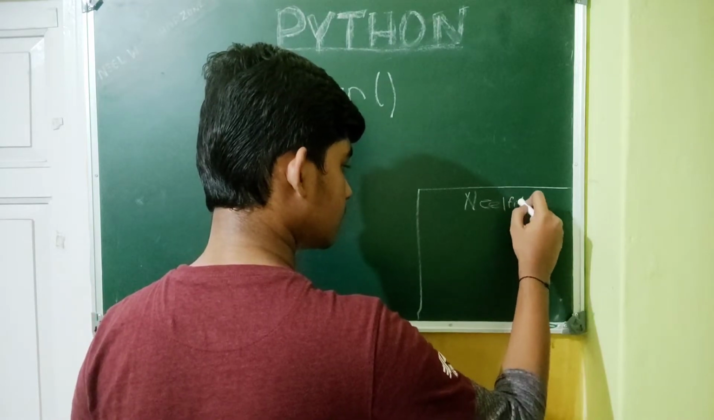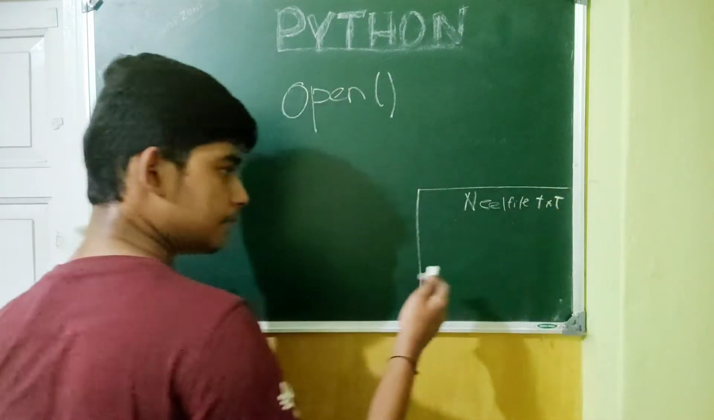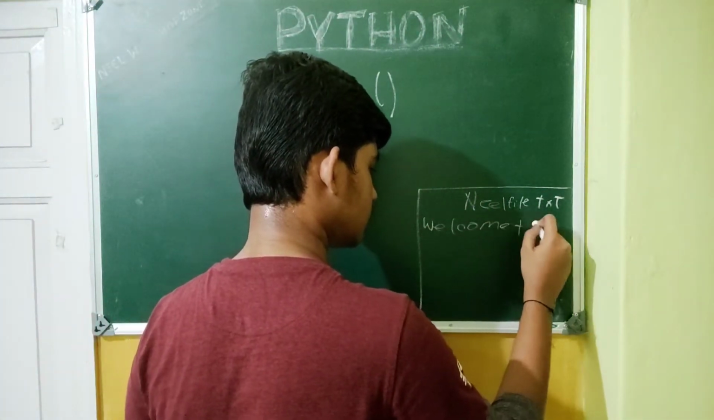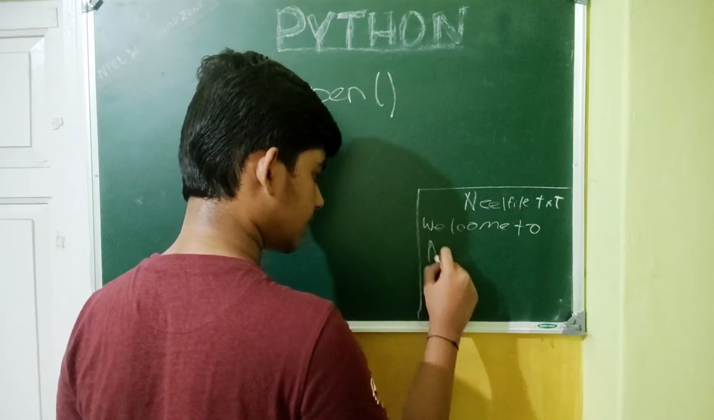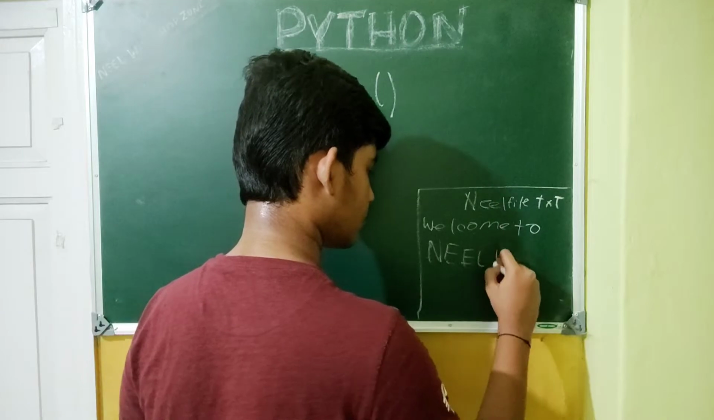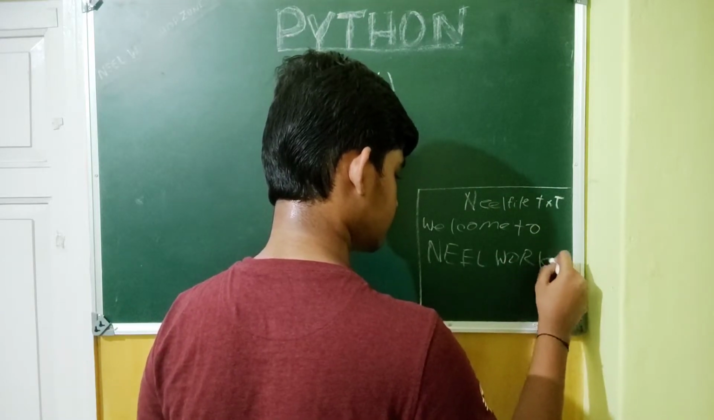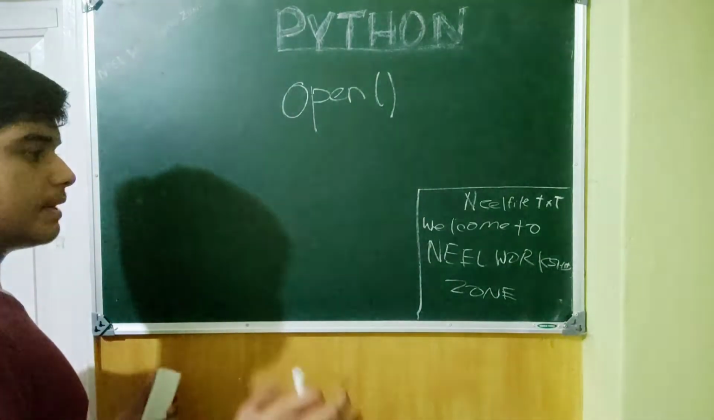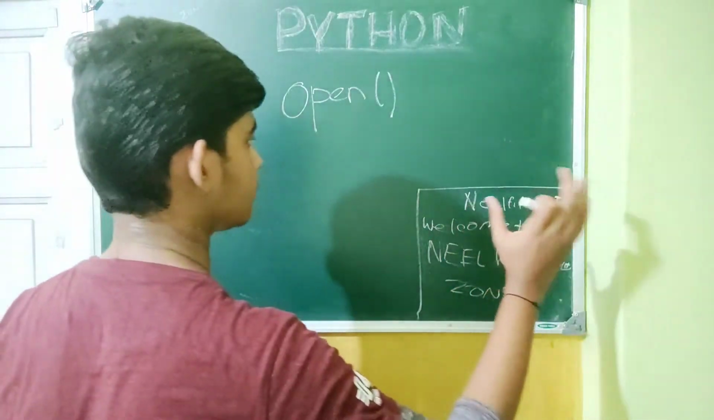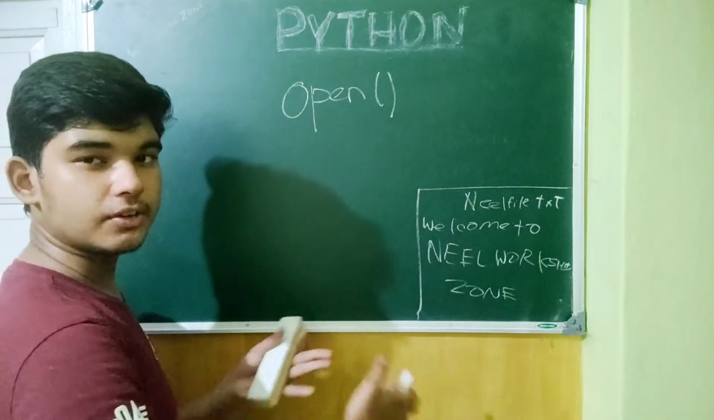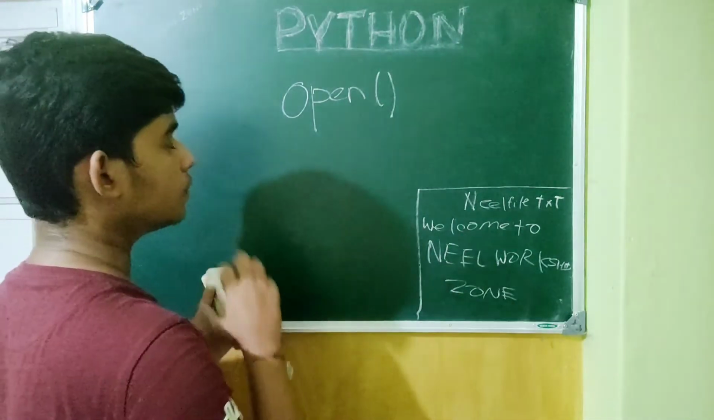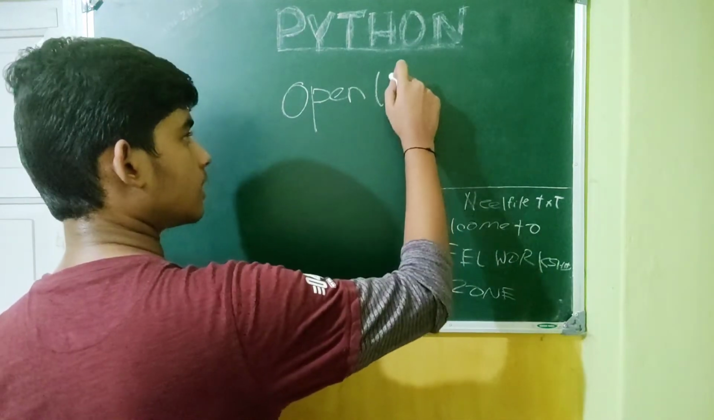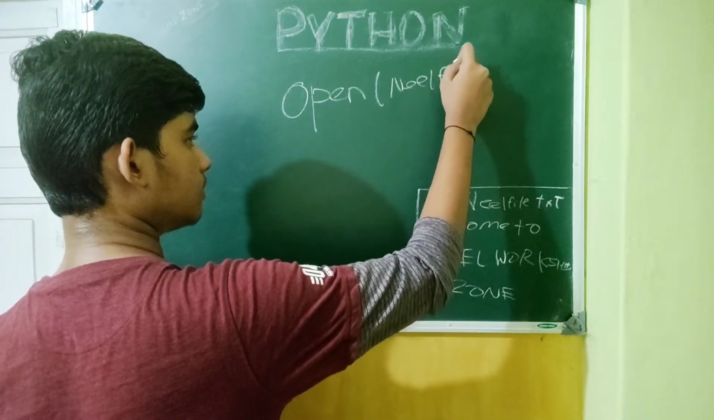file.txt. And imagine this text file contains some information like "welcome to," and in the next line we have "Neel Workshop Zone." So imagine this is a text file which is neelfile.txt. Imagine you wanted to open this notepad or text file inside a Python program. So what you can do is inside these brackets you can say open neelfile.txt.